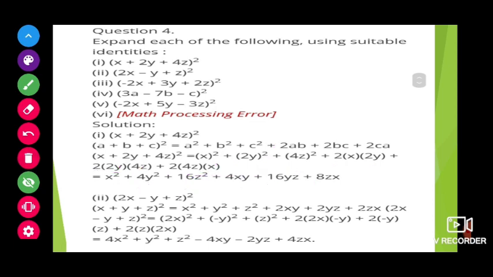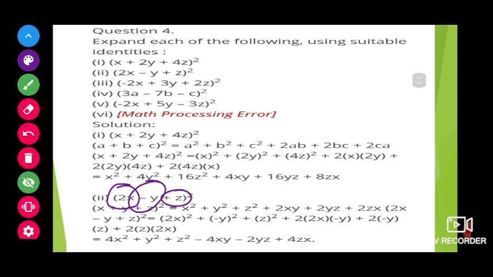Next same way children, here also (2x − y + z) whole square. It is also looking like (a + b + c) whole square or (x + y + z) whole square, both are the same. Now the formula you know already, but in the place of x we are having 2x, in the place of y we are having minus y, not plus y, it's minus y. So we have to substitute minus y only. Now in the place of z we are having z.